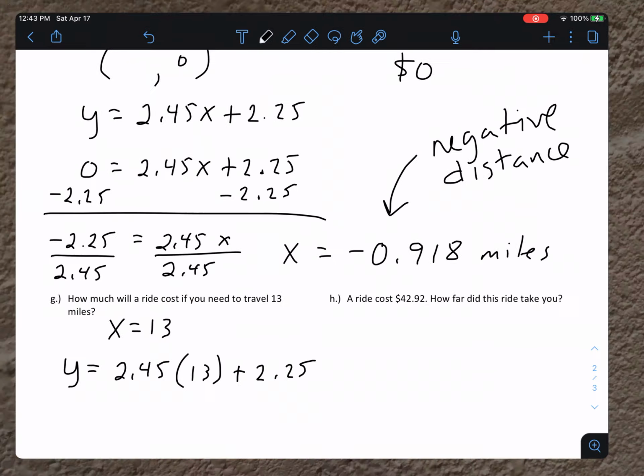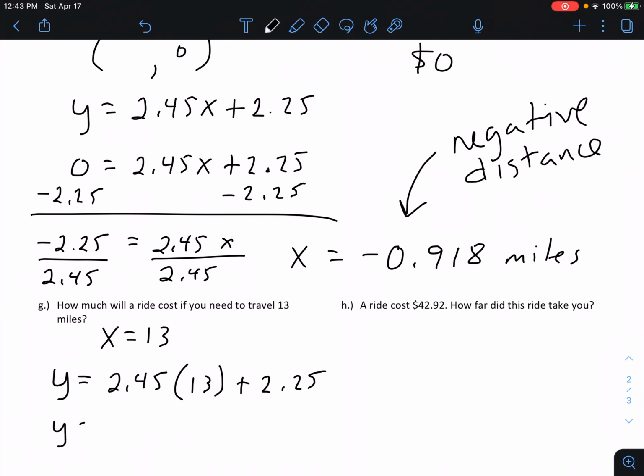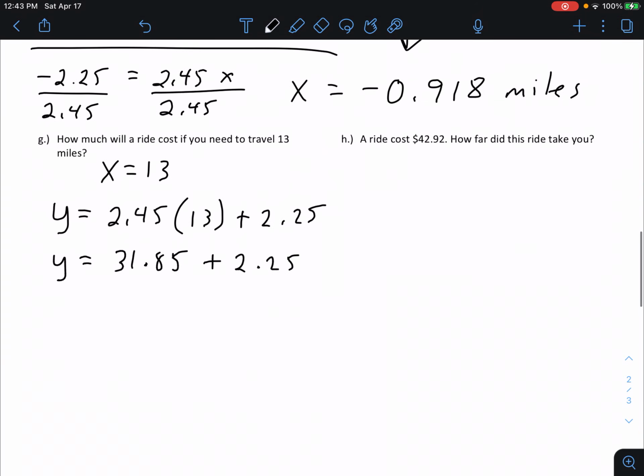31.85. So we got to go over here. And so that y equals 31.85 plus 2.25. Oh, I might be able to do this one in my head. y equals, it's going to be 34.10. Okay, so dollars, right? So your ride is going to cost $34.10 to go 13 miles. Yikes, that's expensive.